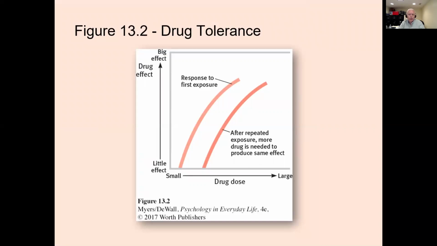This graph helps us to look at how tolerance develops. As you can see in the graph, once someone starts using a drug, they need increasing amounts of it to produce the desired effect. And when that happens, that's when tolerance has taken place. So in the beginning, they might get the effect they're looking for, say, with 1 can of beer. But after drinking for a while, now they need 3, 4, 5, or 6 cans of beer to produce that same desired effect.